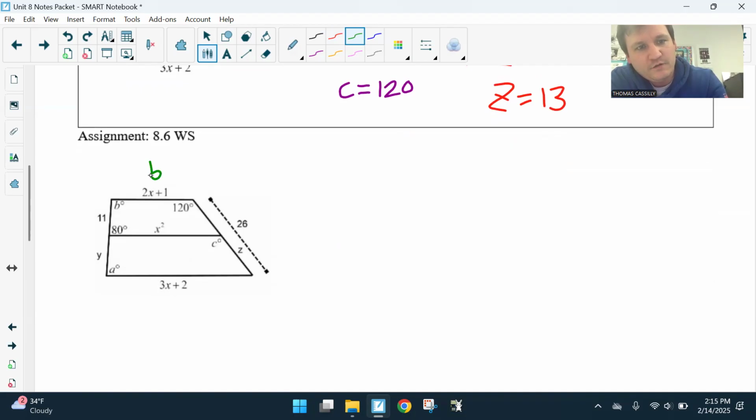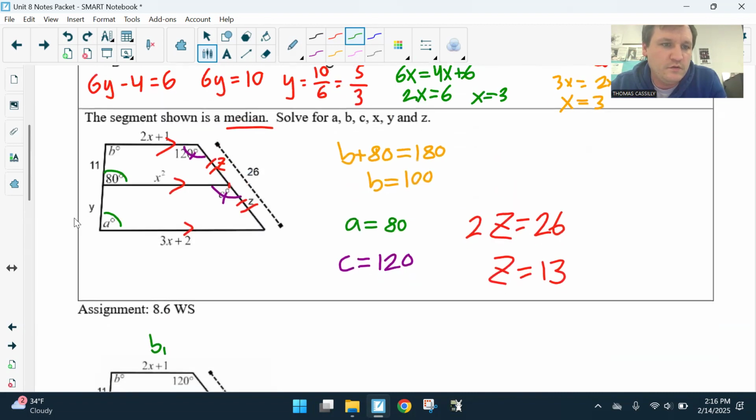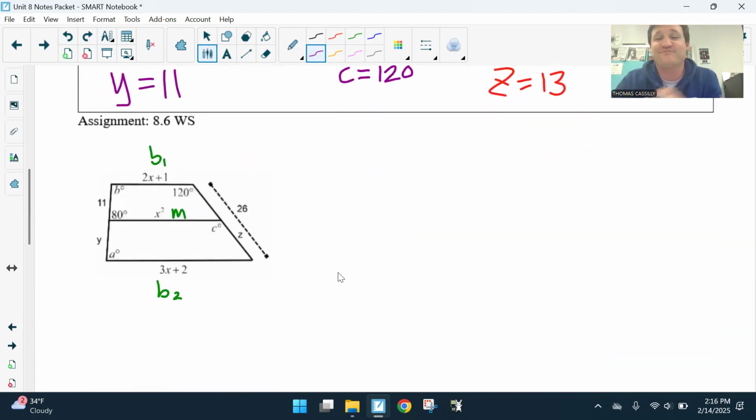Finding that median here. So I got base 1 on top, base 2 on bottom, and of course, the median right in the middle. All right, so oh wait, I forgot it. Y is 11. There you go, spoilers. Y equals 11. Sorry, I forgot that. All right, last one. We know the median is equal to the top plus the bottom divided by 2. All right, so let's just plug in everything we know.